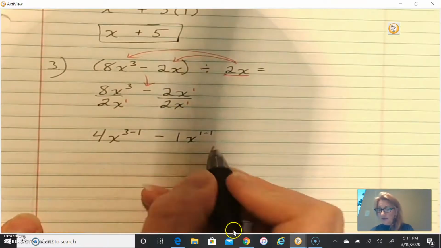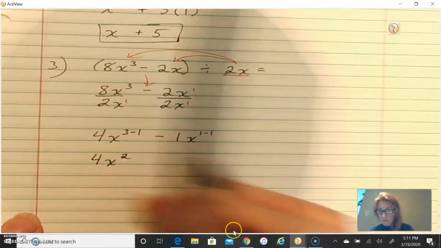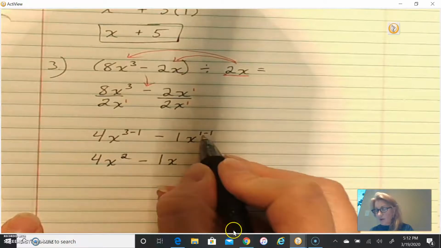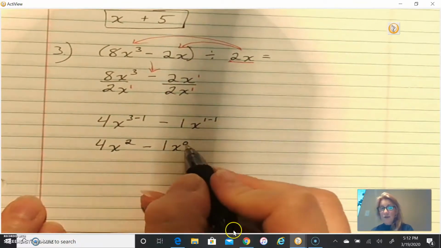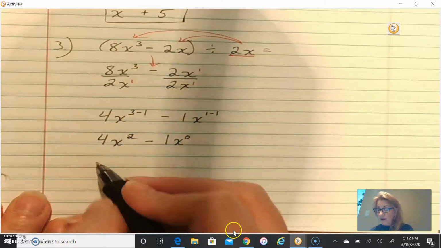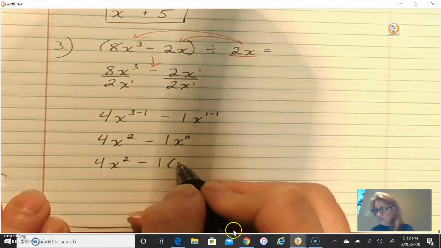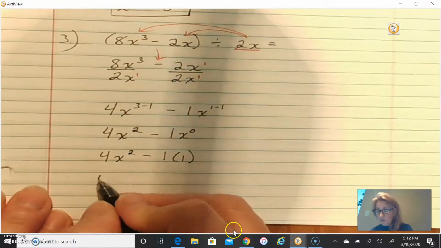All right, so now we solve. We have 4x, 3 minus 1 is 2, minus 1x, 1 minus 1 is 0. Anything with an exponent of 0 is 1. So I'm rewriting this. And what's 1 times 1? It's 1.